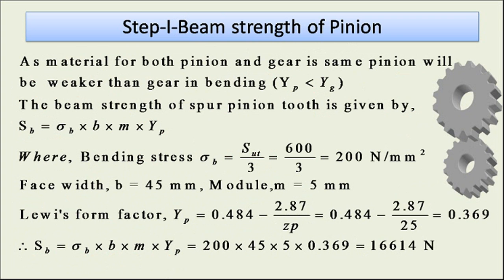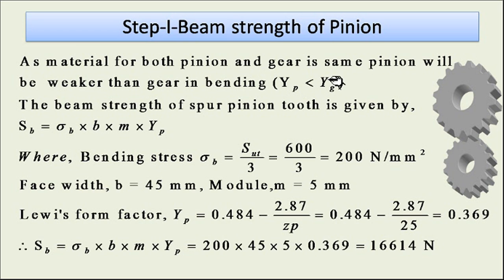As we have seen, in the statement itself it is given that material for pinion and gear is same. So when it is same for both pinion and gear, then the pinion will be weaker than the gear in bending. Sometimes the material may be different, so in that case you have to calculate the product of sigma B and Y to check which particular product is less. Whichever is less, that will be weaker, and you have to consider the beam strength either of pinion or of the gear, whichever is weaker.